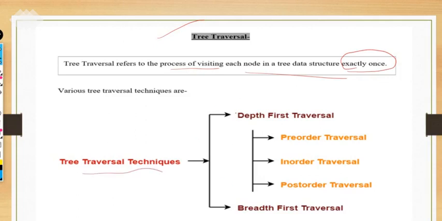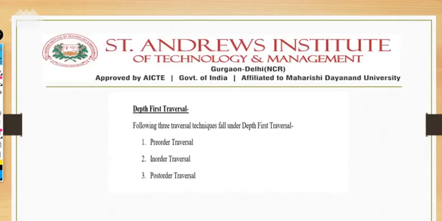But there are different ways to traverse the tree, right? There are exactly two techniques: depth first and breadth first. Under depth first traversal, we have three traversals: pre-order, in-order, and post-order. And lastly, breadth first search traversal. We will discuss all these traversal techniques one by one. First, we start with depth first traversal, in which we traverse the tree depth wise, and in breadth first search we traverse the tree breadth wise. So first we will discuss these three traversal techniques: pre-order, in-order, and post-order.